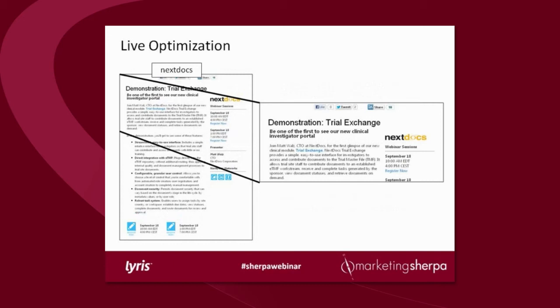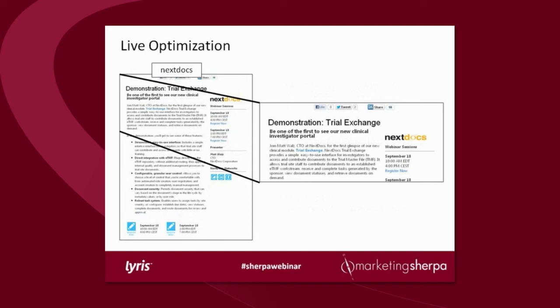Remember what I said about content being king. There's got to be an understanding of what I'm going to get, and right away, it's trial exchange. "Be the first to see our new product. You're so privileged." There's an issue of assumed value right here.